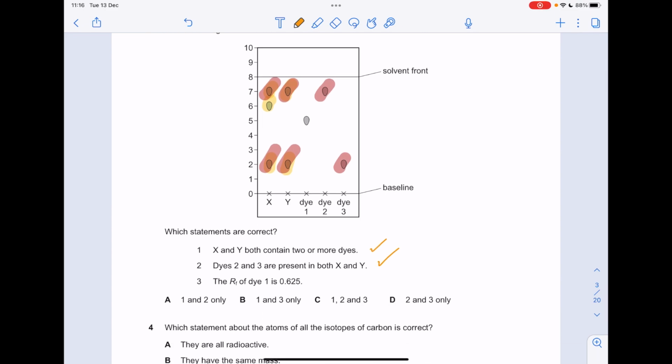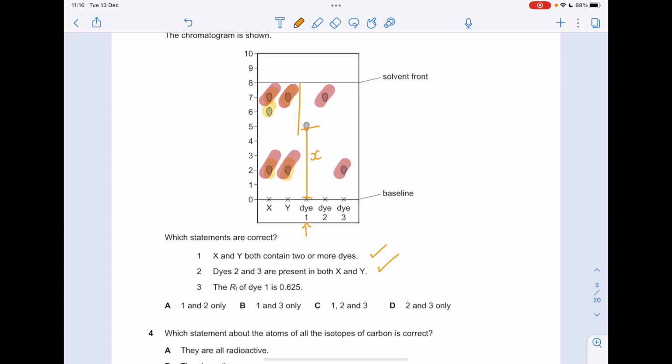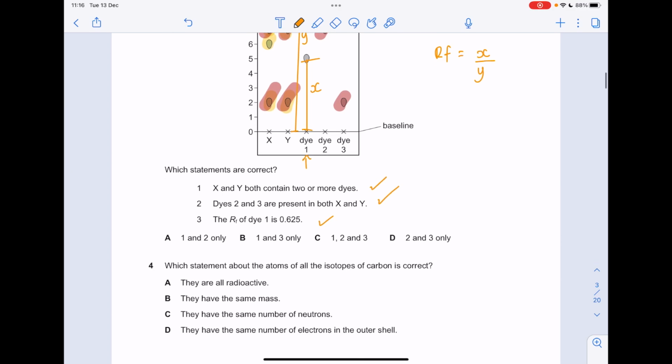The Rf value of dye 1, so this dye here, is 0.625. To work that out, you want to use your ruler. I can't do this on the iPad. Let's call that X. Find that number, then measure the distance moved by the solvent front. Let's call that Y. So the Rf value in this case is X divided by Y. And once you've worked that out, you should get a value which is very close to 0.625, which means that option C, 1, 2, and 3 are all correct.